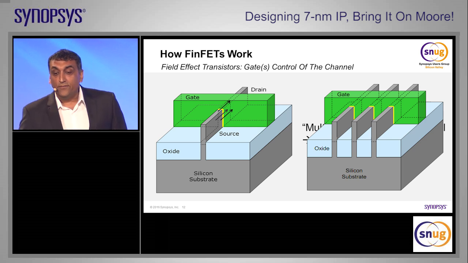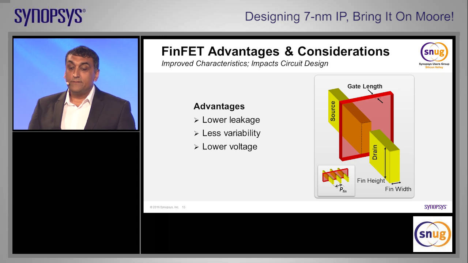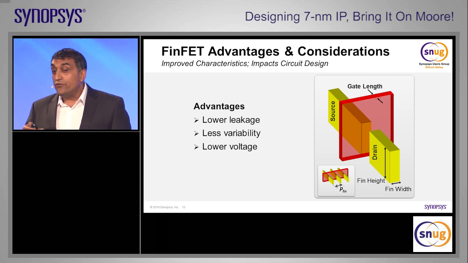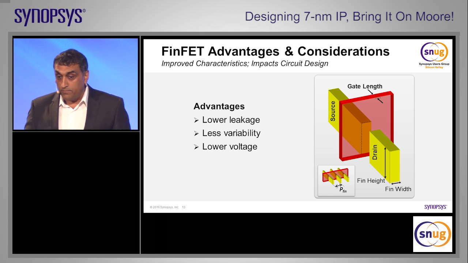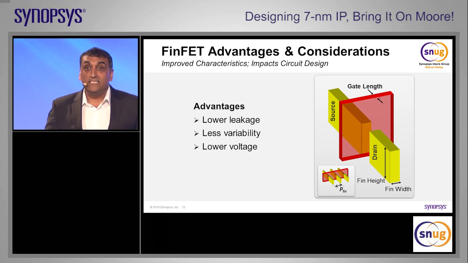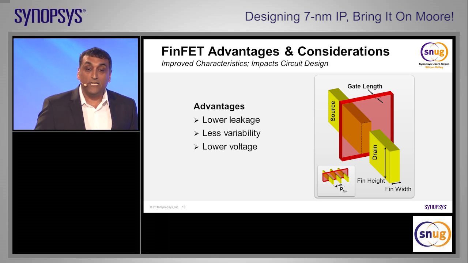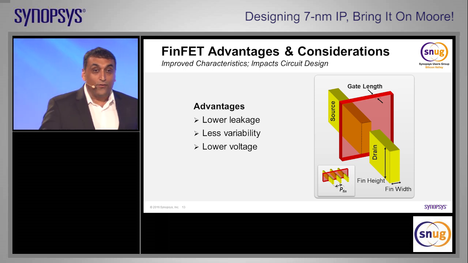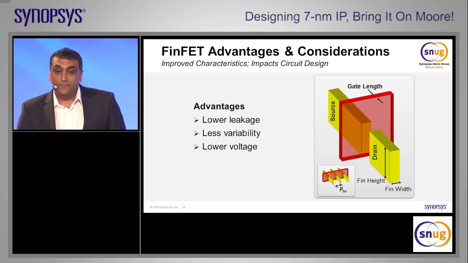So what are the advantages of FinFET devices? Lower leakage, because of the reduced drain-induced barrier lowering and because of the better subthreshold slope. Less variability caused by random dopant fluctuations, less VT variability. The lower operating voltage gives you about 50% better dynamic power savings. Great, wonderful. That moved us from 20 nanometer planar to the FinFET node.